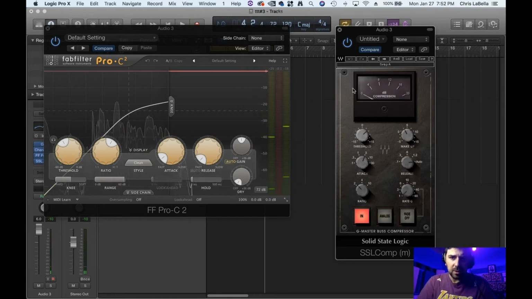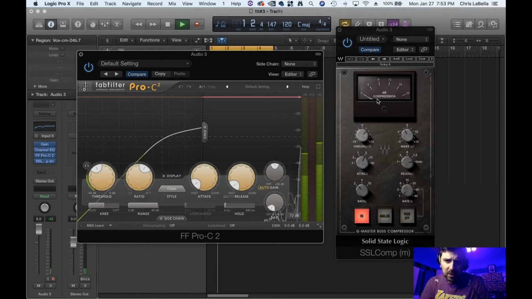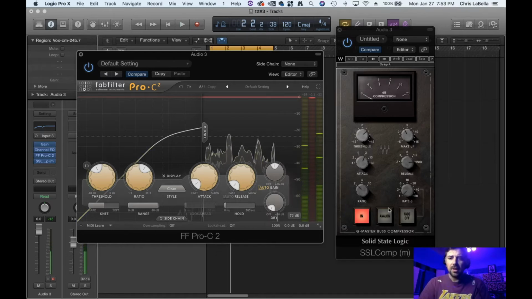It's barely even triggering these plugins at all. It's getting negative 0.1 gain reduction on the Pro C and barely moving the needle at all on the SSL.